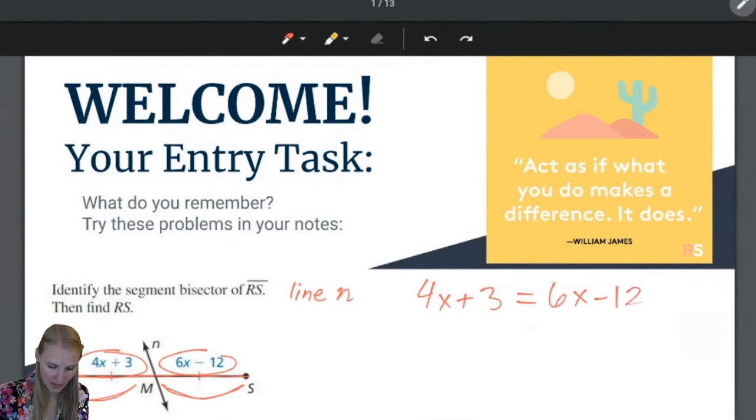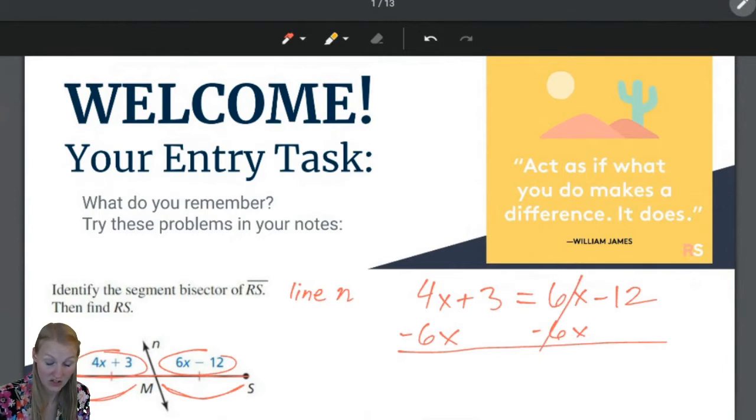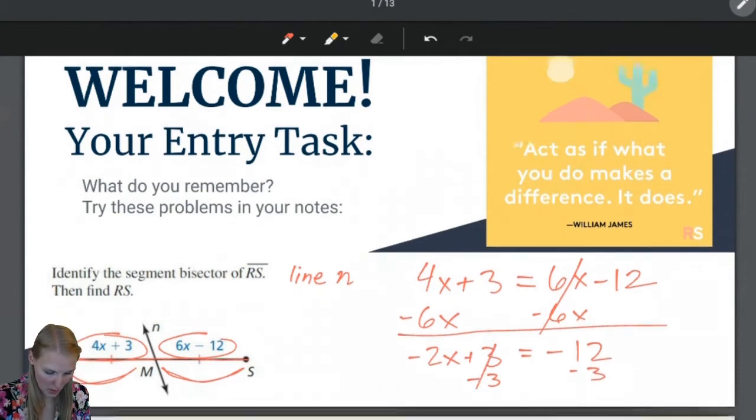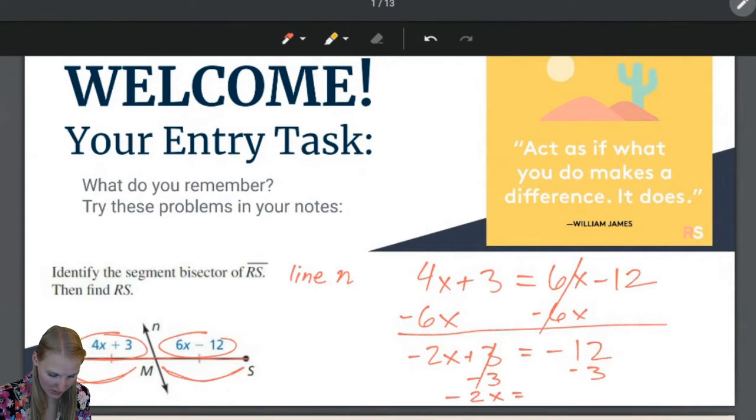Okay, so now all we need to do is solve this equation for x, and then we can figure out what the length of RS is. In order to solve this equation, I want my x's on one side and my numbers on the other. It does not matter which side, so I'm going to put my x's onto the left-hand side by subtracting 6x from both sides. I get negative 2x plus 3 equals negative 12. Subtract 3 from both sides. Oh, running out of space. I get negative 2x equals negative 15. Goodness, we ran out of space. So we're just going to move this up here.